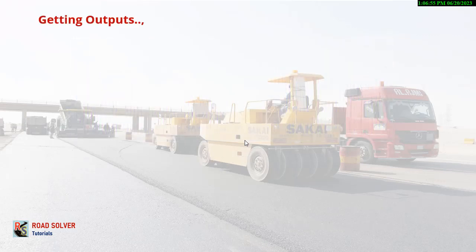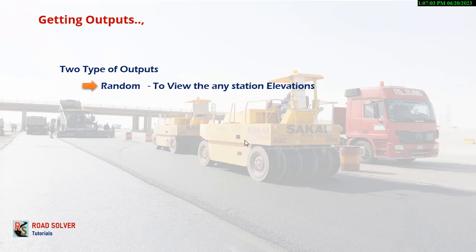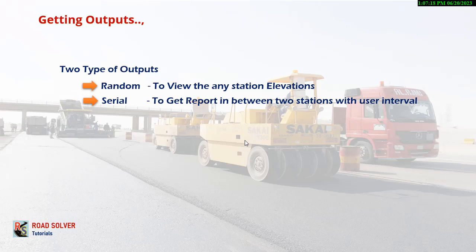Next, output. What are the outputs? There are two types of output available. One is random. With this one you can view any station's PGL value by entering the station only. When you enter the value, the elevation will be visible on the screen. Another one is between two stations, from station to station, as per your interval value, and each station's PGL values will be calculated. These are the two types of outputs we can get from Road Solver.